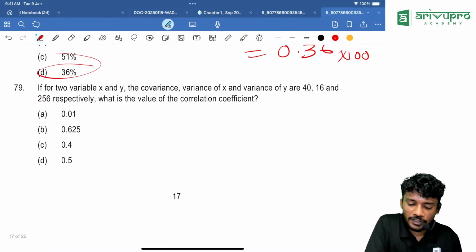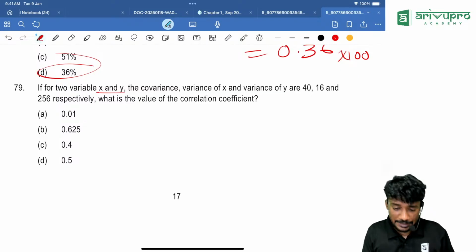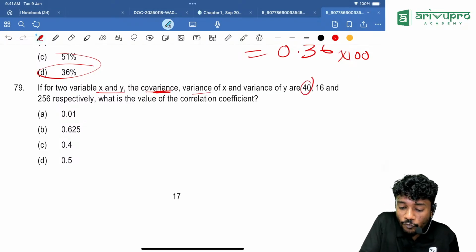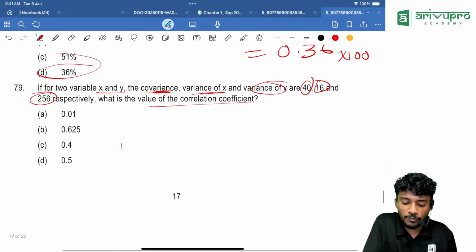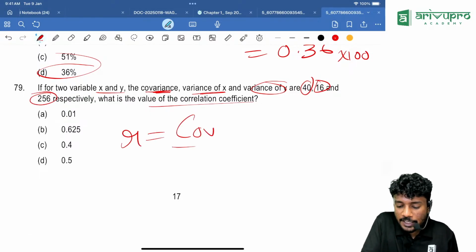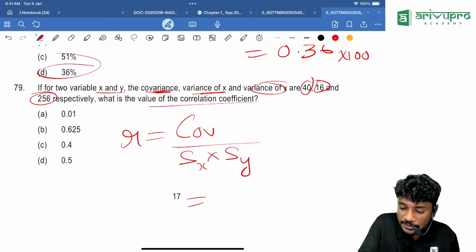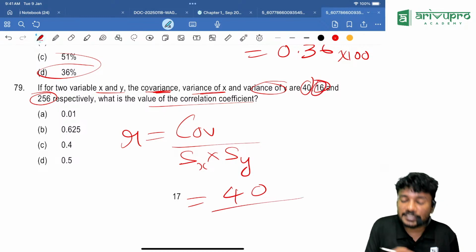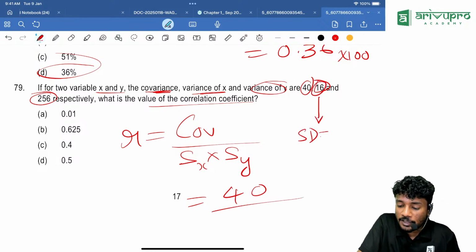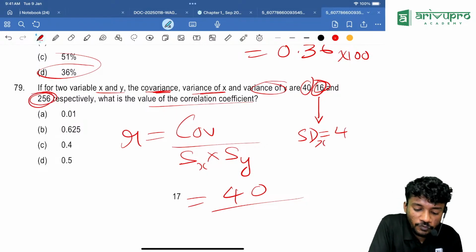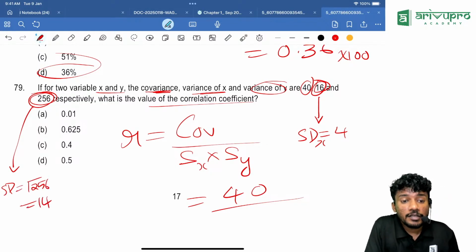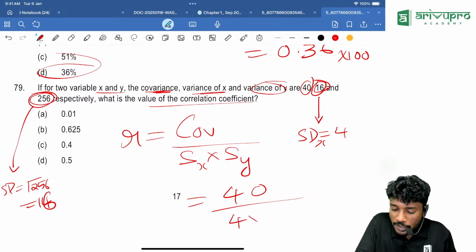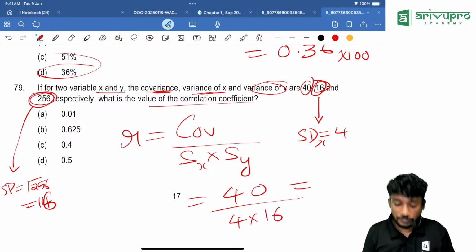Now, next question. For the two variables x and y, the covariance is 40, variance of x is 16, variance of y is 256. Then find the correlation coefficient. What is the formula? r is equal to covariance divided by standard deviation of x into standard deviation of y. Covariance is 40. Variance is 16, that means standard deviation of x is 4. Variance of y is 256, that means standard deviation is root 256, which is 16. That means 4 into 16 is 64. How much is the answer? 0.6.